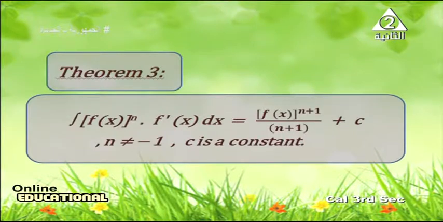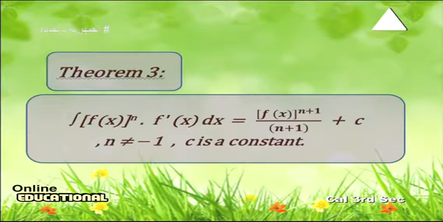Then we have the integration of the function f of x to the power n multiplied by the derivative of the function between the bracket, f dash x, the integration with respect to the variable x. Then the integration equals the function f of x all to the power n plus 1 divided by n plus 1, plus c, where n doesn't equal negative 1 and c is a constant.